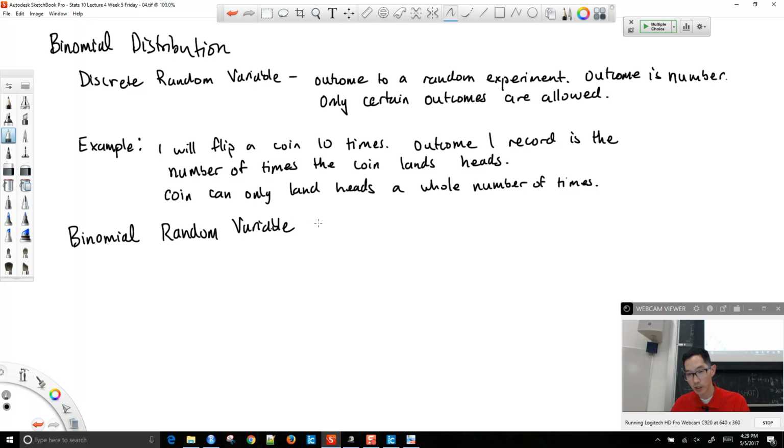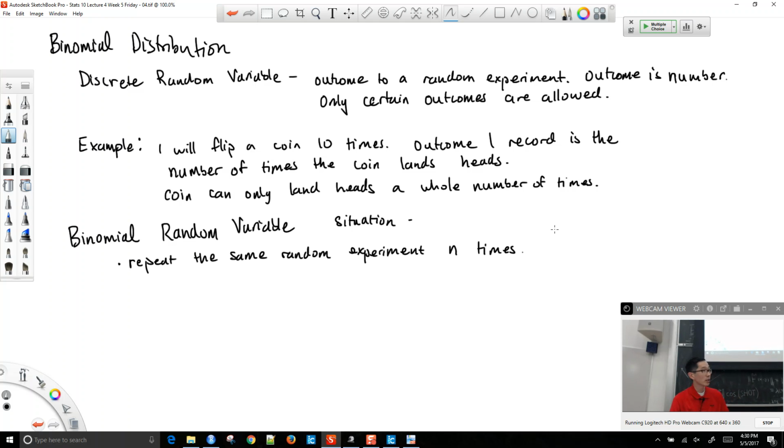Binomial random variable. The situation is you repeat the same random experiment n times. Each time you do the experiment, or each random experiment, in our case I flip a coin 10 times, that's what I'm doing. So in my example, we flip the coin 10 times. We're doing the same thing n times.